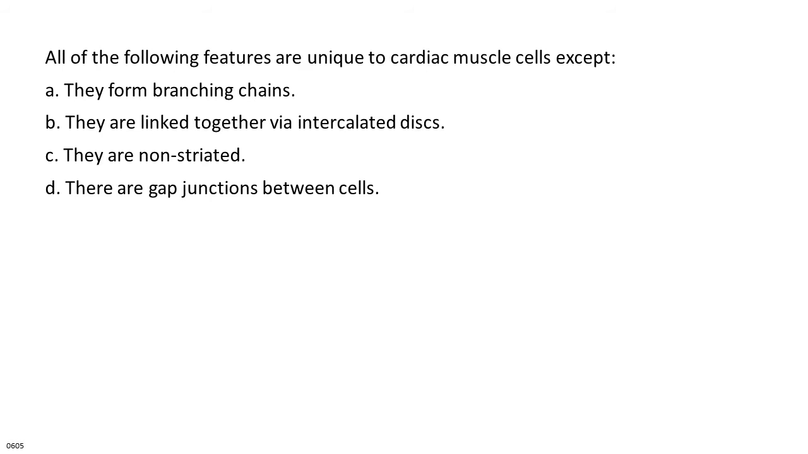All of the following features are unique to cardiac muscle cells except: A. They form branching chains. B. They are linked together via intercalated discs. C. They are non-striated. D. There are gap junctions between cells.